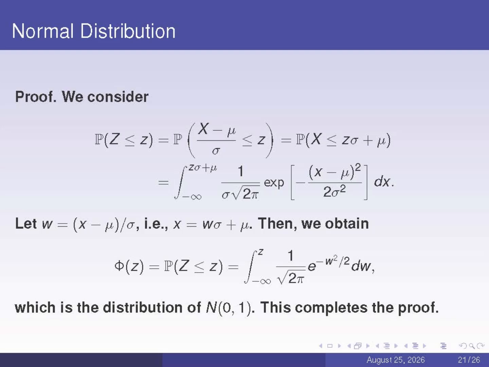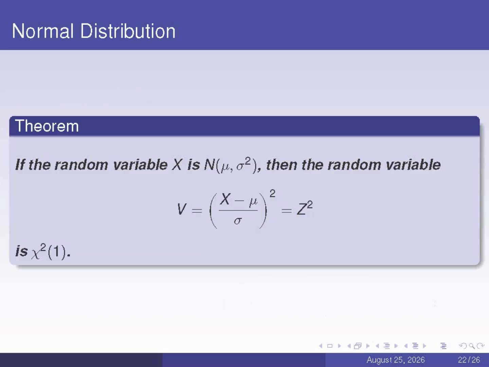The integral after the change of variables is displayed in the second to last line. Upon comparison, we find that this integral is precisely the distribution function of the standard normal random variable z. Thus, it is proved that z is N(0, 1). This theorem states that if the random variable x is N(mu, sigma squared), then the random variable v in line 2 will follow a chi-square distribution with 1 degree of freedom.